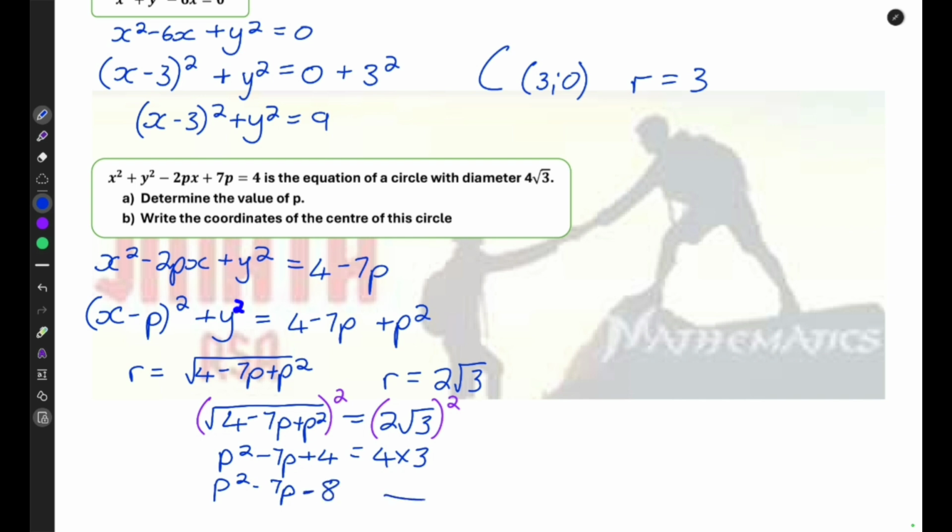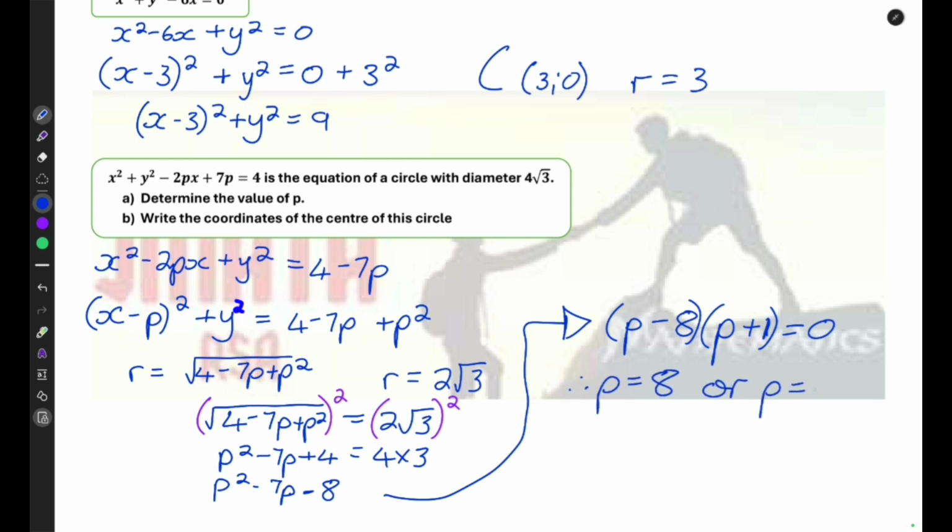Okay, I'm running out of space, so I can just do my trinomial on this side and say this would be p minus 8 and p plus 1. If you're uncertain about this trinomial, just use the quadratic formula, or just go check for a video on the channel where we do trinomials, just search for it. And this is still equal to 0, and therefore p would either be 8 or p would be minus 1.